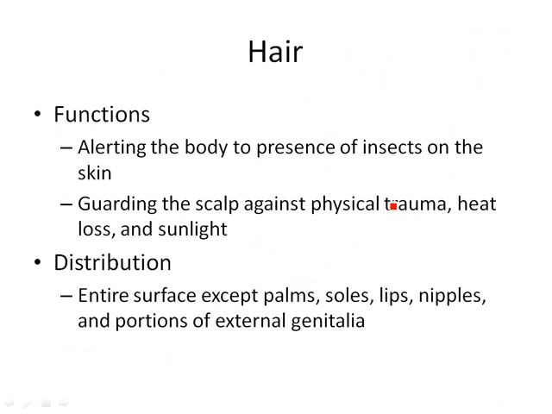It also helps to shield our body. Our hair will shield our scalp against physical trauma and heat loss, and keep us from getting sunburned. In other animals, it can also be a warning sign. Have you ever seen a dog upset and their hair stands up on end? It's kind of a warning sign to you. But for us, it's basically to let us know something's on us or to protect our scalp. We have hair all over our body except on our palms, our soles, lips, nipples, and some parts of the external genitalia. Everywhere else you should have hair.